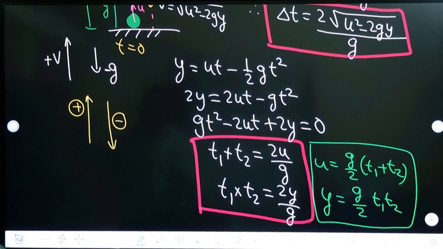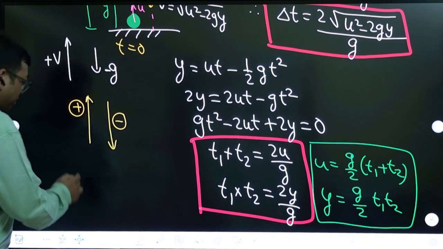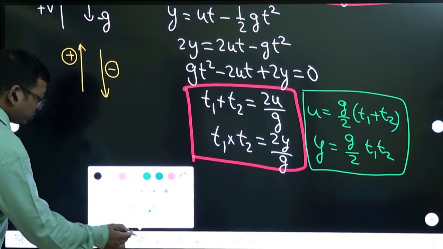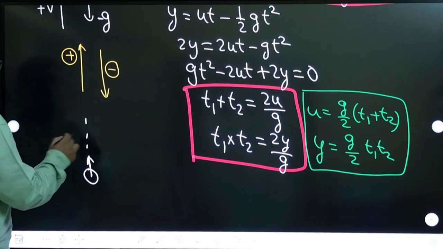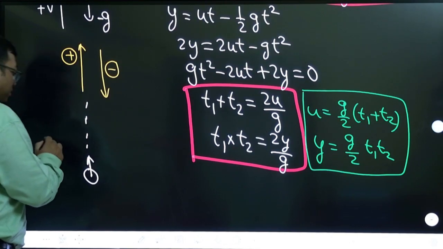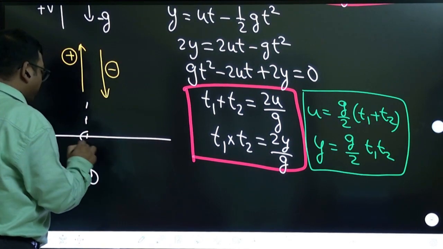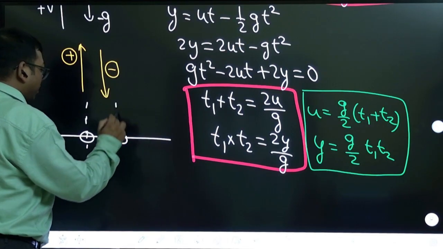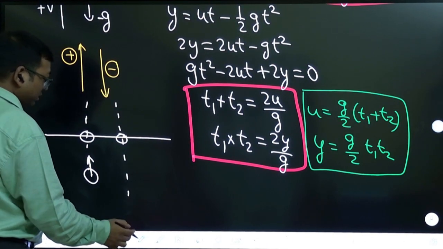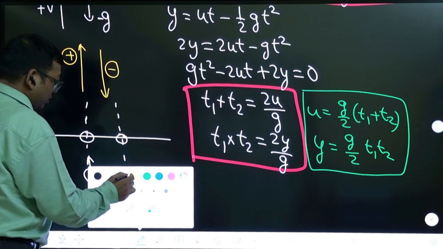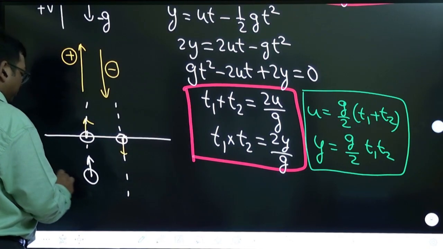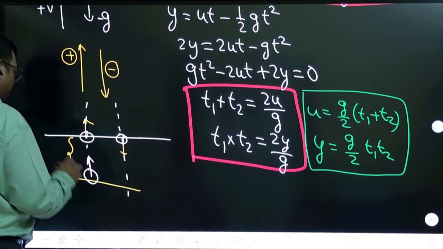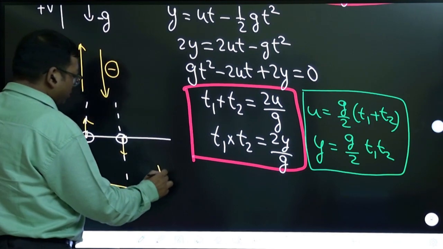Okay, let's take one example. Suppose they say that a ball is thrown like this with some speed. It's going up to some height. They are saying that it is crossing some level while going up, and while coming down it is crossing that level again. This is the ground, and what is this level? They will ask us to calculate it.